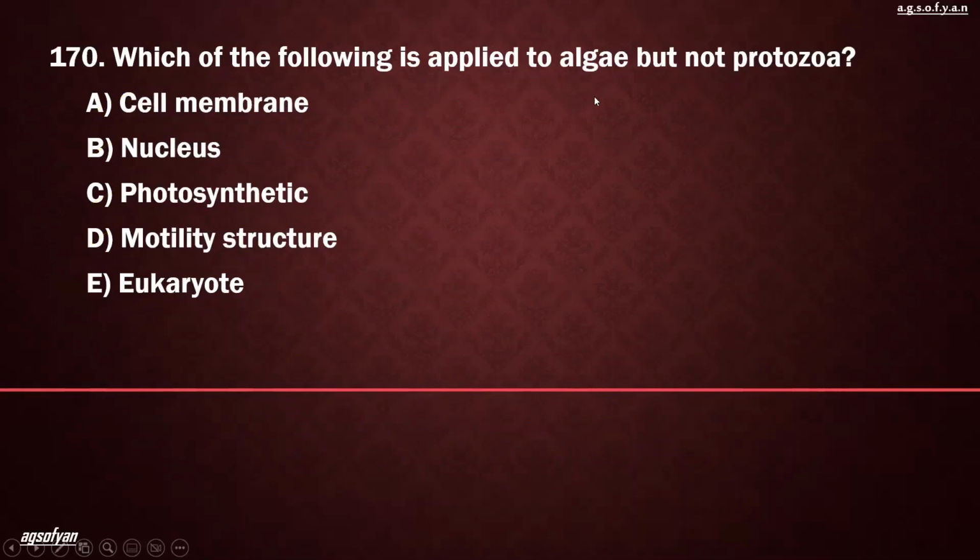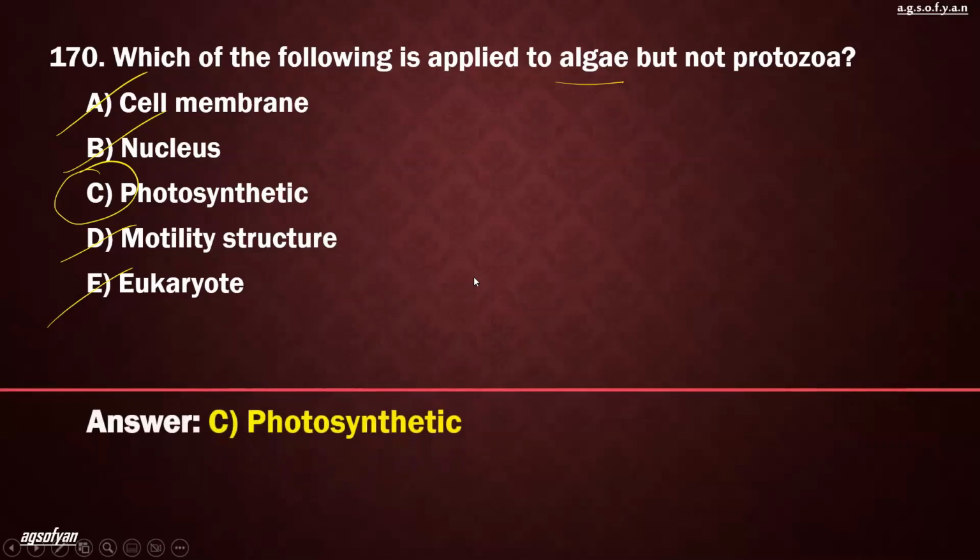Which of the following applies to algae but not protozoa? Which one do you think? Both have a cell membrane. Both have a nucleus, because protists have a nucleus. Sometimes both have motility structures like flagella. They are both eukaryotes. So what makes them different? Algae can make food. Algae have chloroplasts that make them able to perform photosynthesis, so algae is a photosynthetic organism.